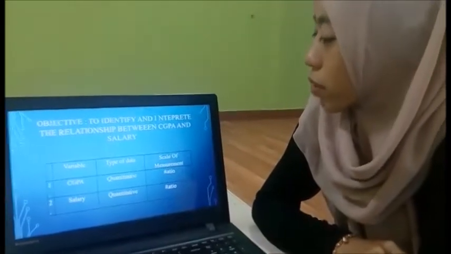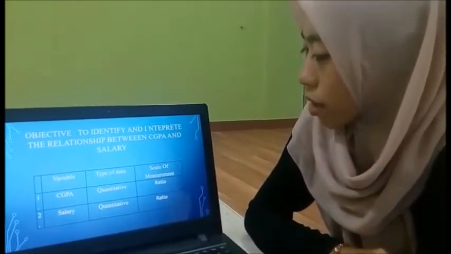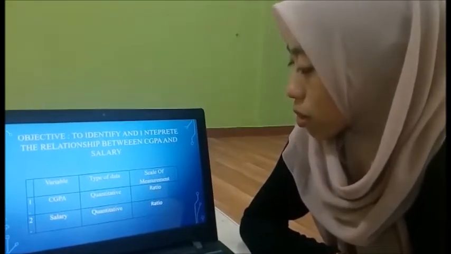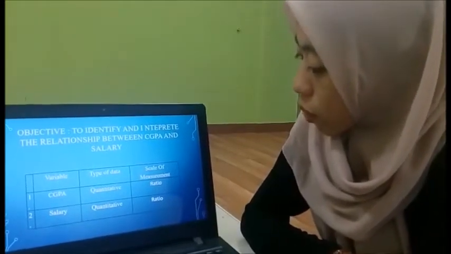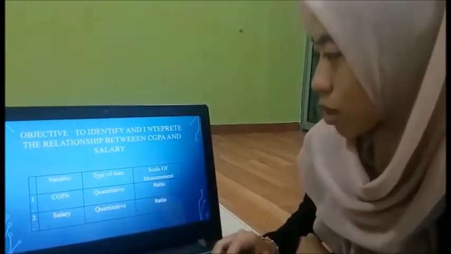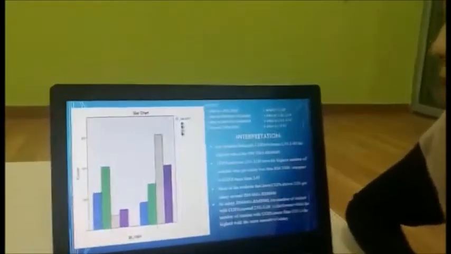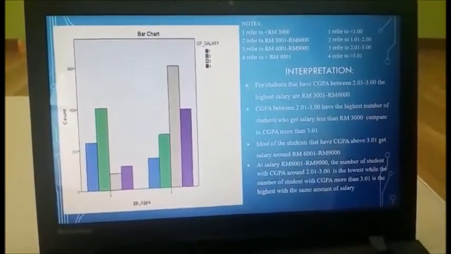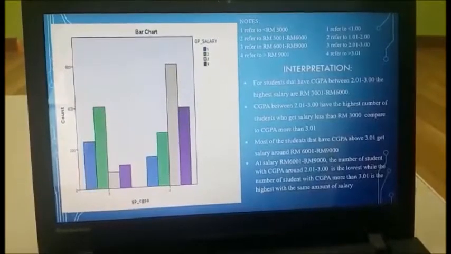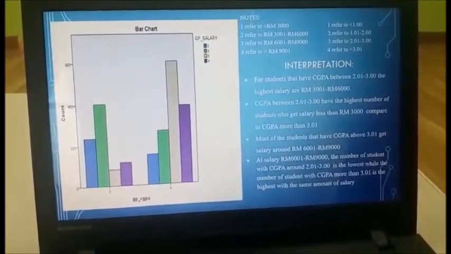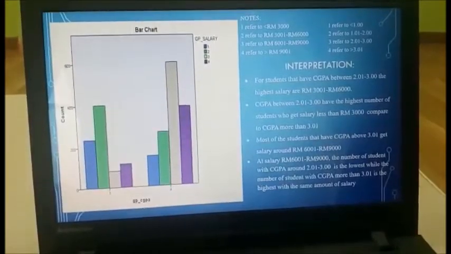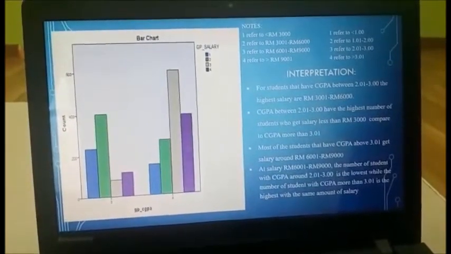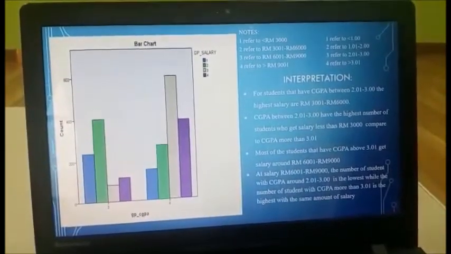Next objective is to identify and interpret the relationship between CGPA and salary. CGPA type of data is quantitative, scale of measurement is ratio, and the salary is quantitative, scale of measurement is ratio. Using bar chart, for students that have CGPA between 2.01 until 3.0, the highest salary are 3,001 ringgit until 6,000 ringgit. CGPA between 2.01 until 3.0 have the highest number of students who get salary less than 3,000 ringgit compared to CGPA more than 3.01.